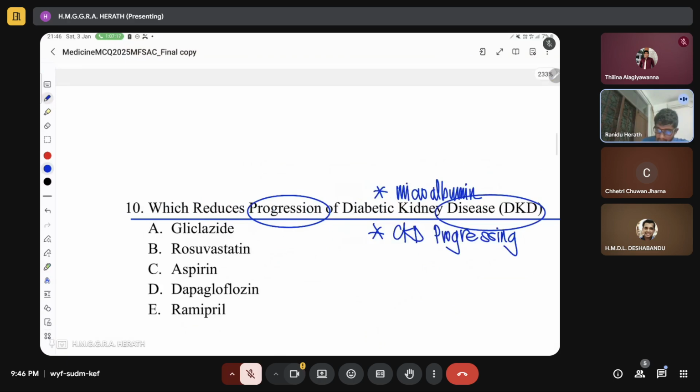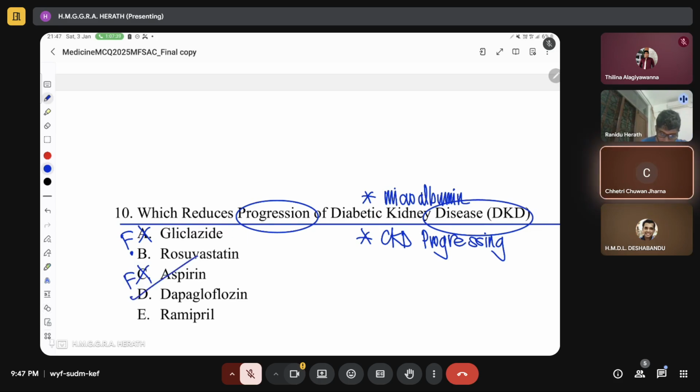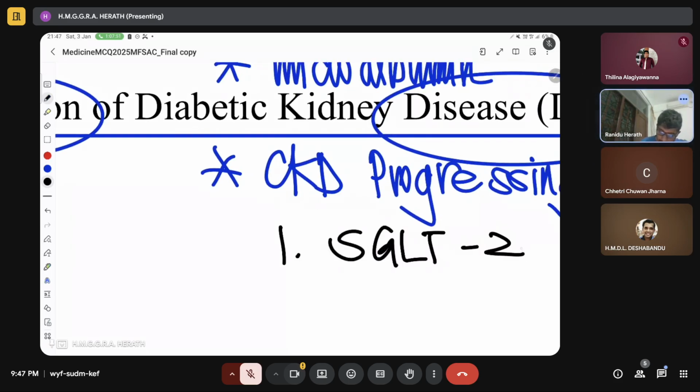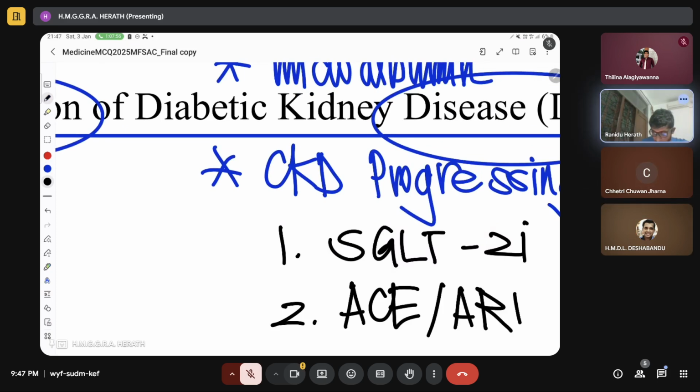Glibenclamide. True or false? False. Rosuvastatin. True or false? No. Aspirin. True or false? False. Dapagliflozin. True or false? It's an SGLT2 inhibitor, so true. Excellent. Ramipril. True or false? ACE inhibitors and ARBs, true. So the drugs which reduce microalbuminuria are SGLT2 inhibitors, ACE inhibitors and ARBs.